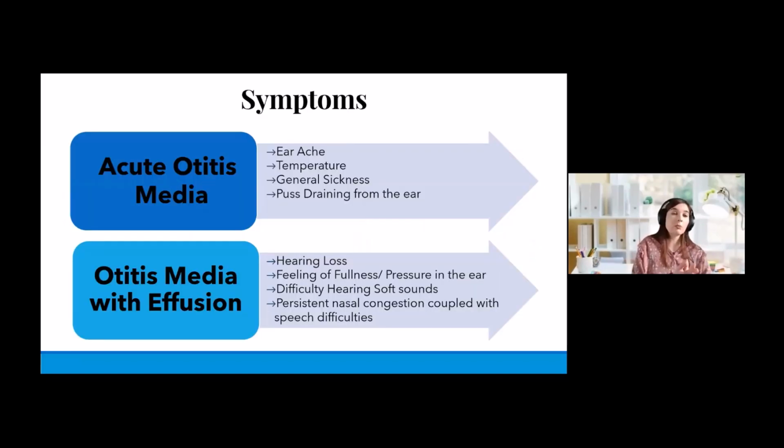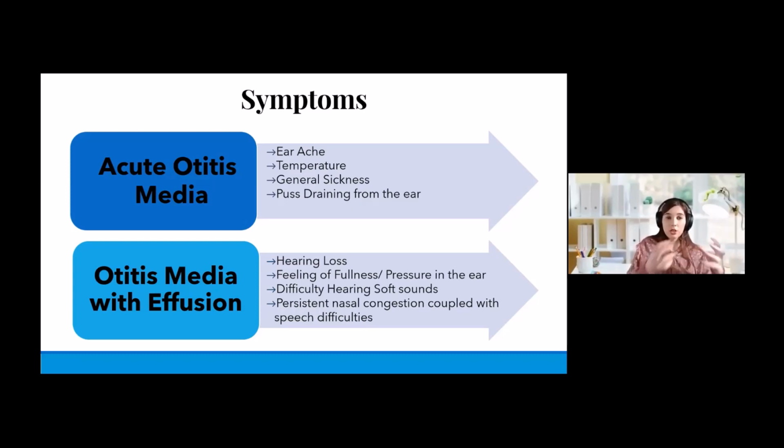So I think what's important to know is the difference between symptoms of acute otitis media and symptoms of otitis media with effusion. These are the two most common types of otitis media that can occur in children. It's estimated that about 50 to 70% of children will have one of these, if not both, at some point, kind of under the age of 3 to 5. And what do they look like?